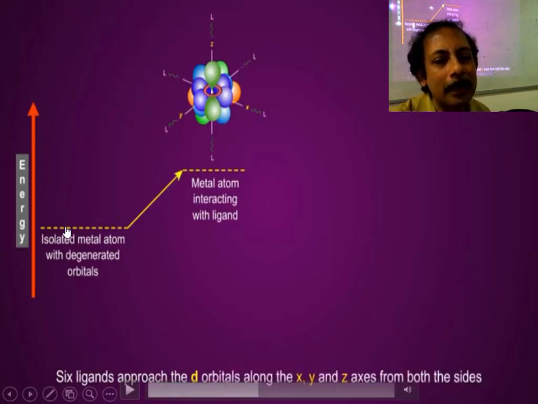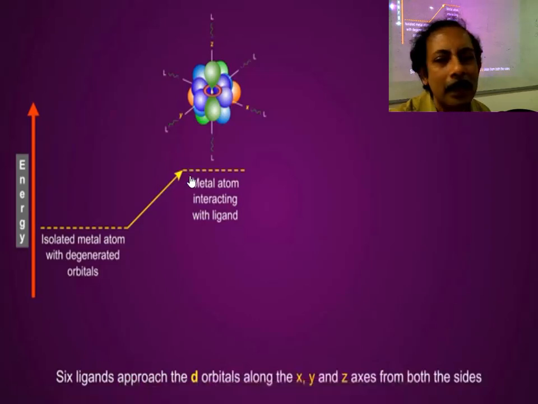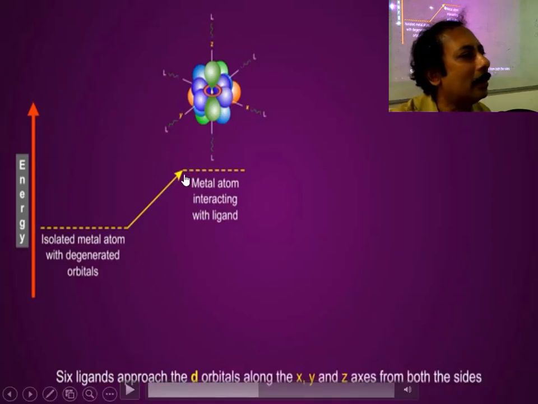Before bonding, this one was isotropic. Now it has become anisotropic. Field strength is generated. Ligand approached already. So energetically it has become higher. The gap is LFSE. After that there is a splitting, and in between the t2g and eg there will be a gap. That is CFSE.